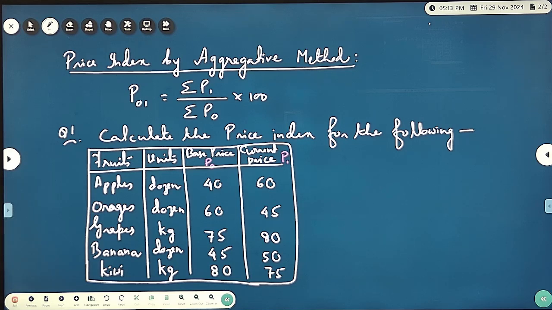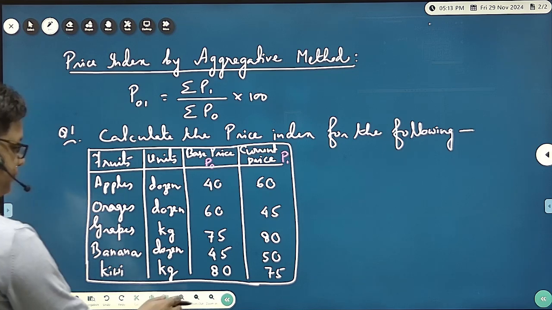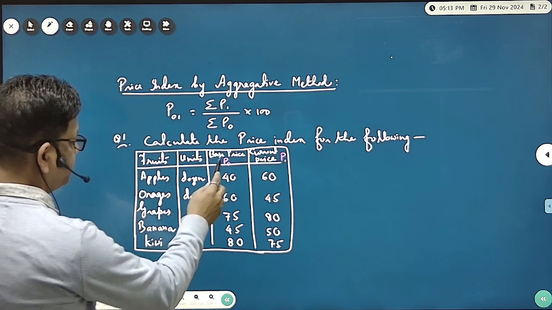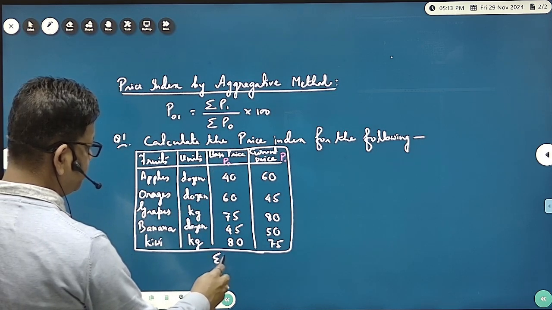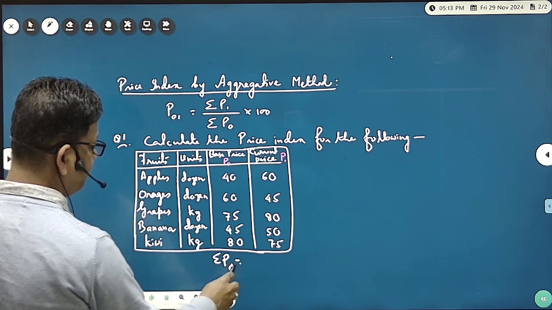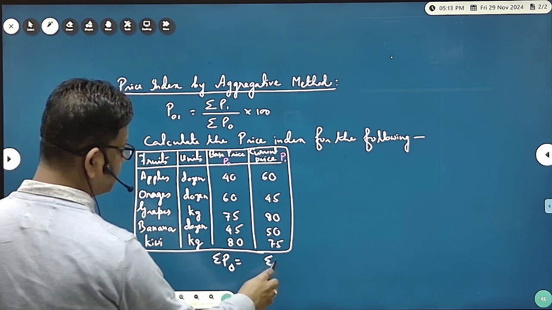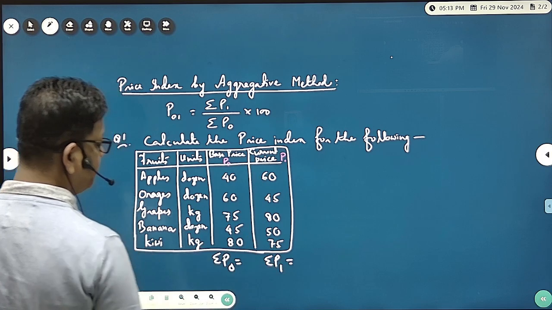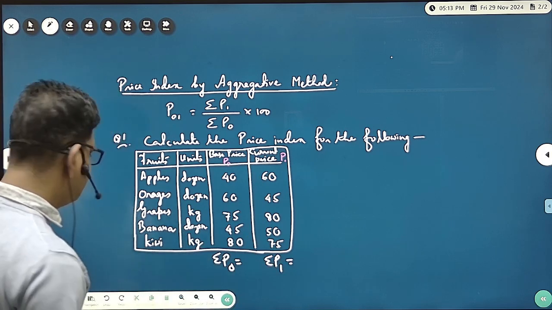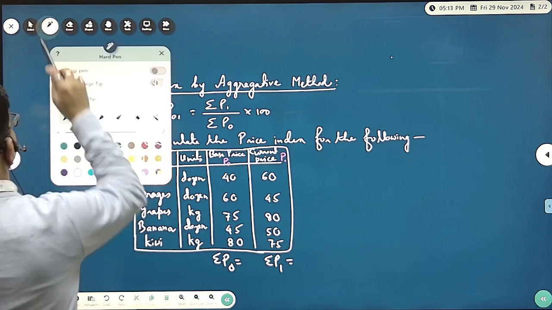Here the unit should be totally ignored. We just see the summation of the base prices, which is denoted by P0. These base prices are these, which are denoted by P0, and you just have to add them. We also find the summation of the current prices, which is denoted by P1, and get the sum. Let me know what is the sum of this.